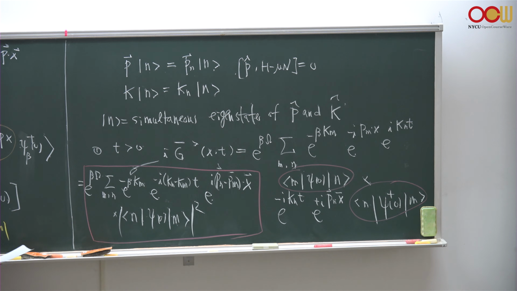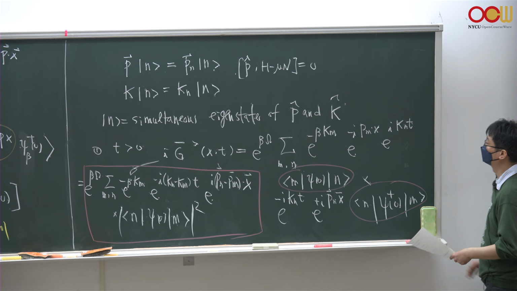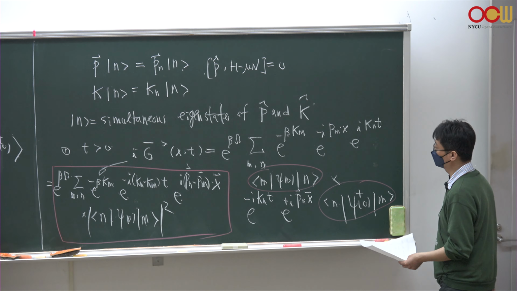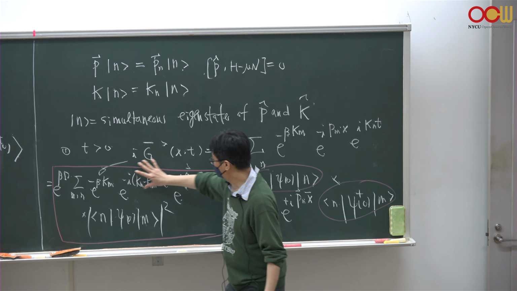This will serve as the basis to analyze the spectral representation of the Green's function at finite temperature in real-time representation. Okay? So in other words, we could expand this single particle Green's function at finite temperature in real time in terms of this simultaneous eigenbasis of momentum and Hamiltonian operator. And then when we finish, we get this complicated matrix element square times this exponential factor of this time evolution and spatial translation, and also the thermal factor.